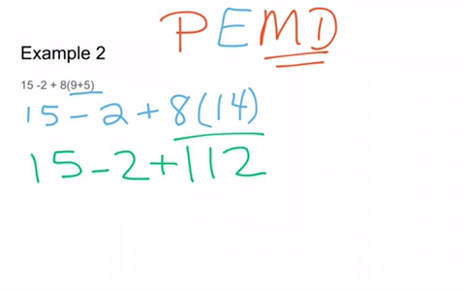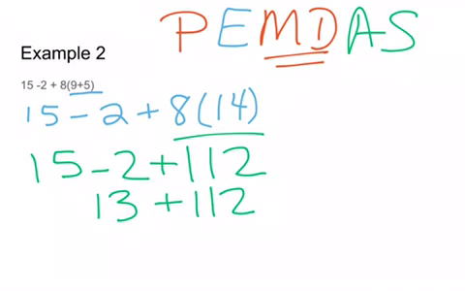Now we're going to do all our addition and subtraction, but we're going to do that left to right. So we're going to take 15 and take away our 2, which is 13. And 13 plus 112 is 125. So again, we followed all our order of operations and ended up with a final answer of 125.